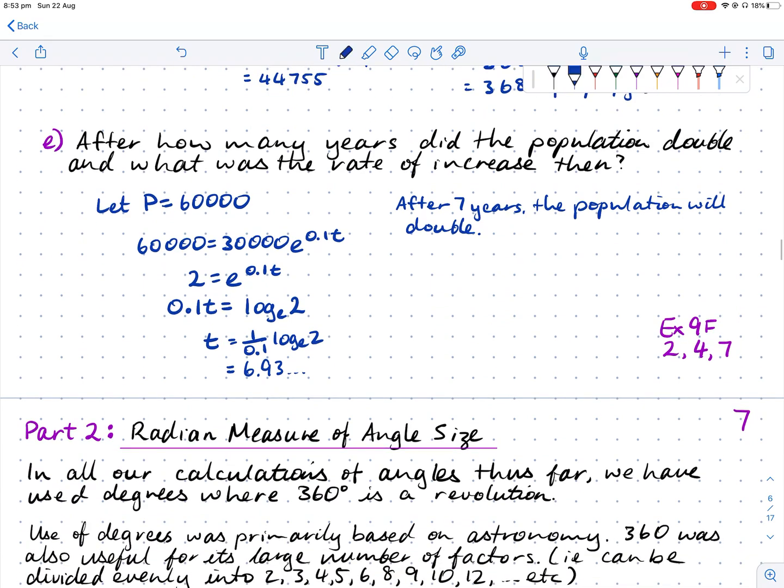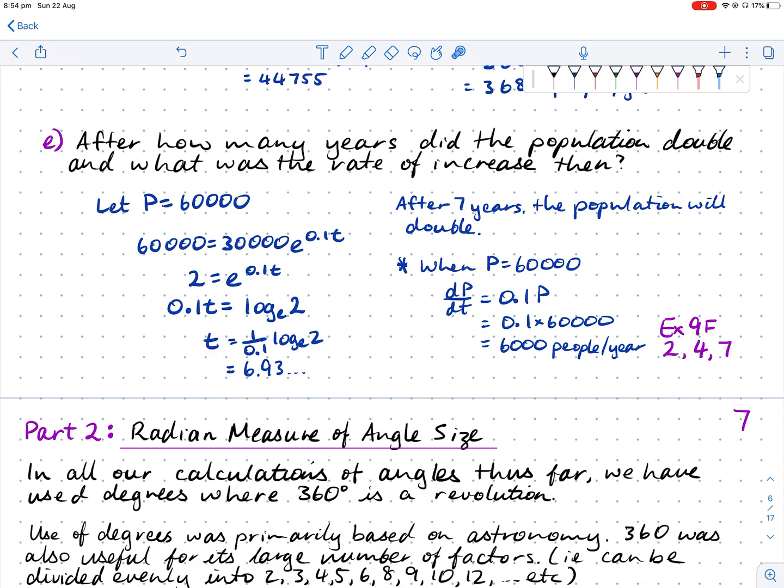So what we could do is say when P equals 60,000, then dP/dt is 0.1P, which is 0.1 times 60,000, which comes out to be 6,000 people per year. So that's a shortcut way you can use to find the rate of increase. Fully valid, nothing wrong with that answer. Or you can substitute 7 years into the rate equation. Obviously it's not going to be a perfect 6,000 people because we have rounded this number off, but if we use the exact value and substitute into that rate formula, we should get pretty much close to 6,000.